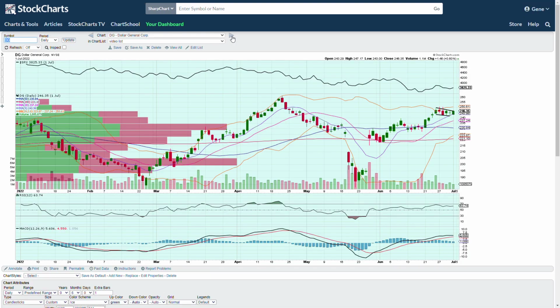They've been selling the breakout, they've been selling the pop, so keep that in mind. Could be a short opportunity.